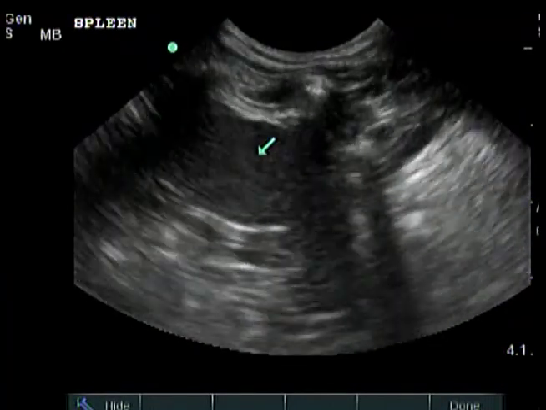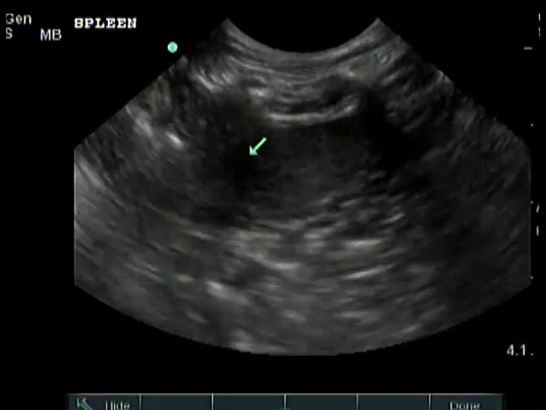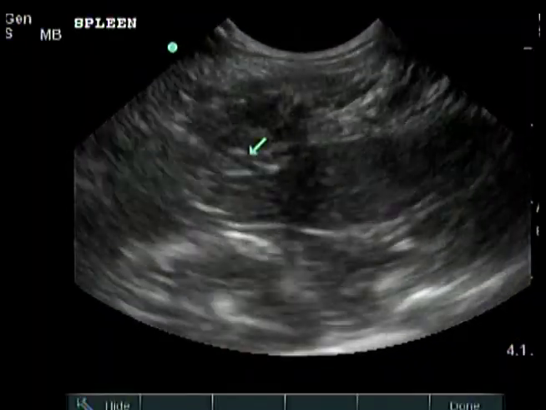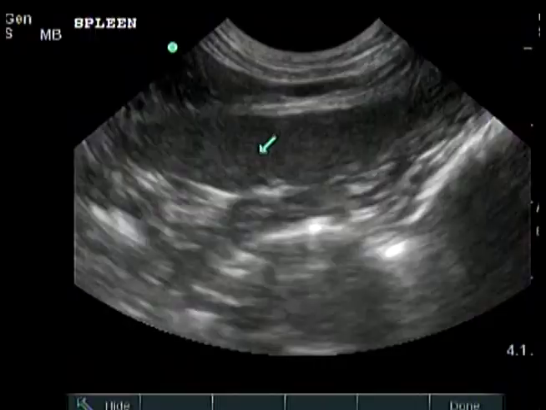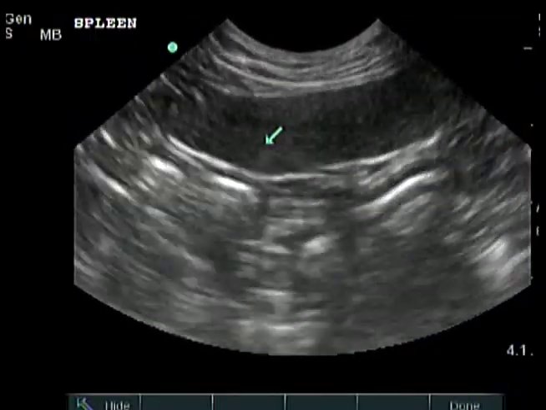In a short-axis view, the normal spleen in a cat is always small and triangular in appearance. In many cases, you may need to decrease depth to help locate and recognize the spleen.